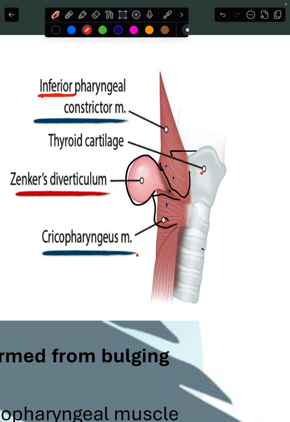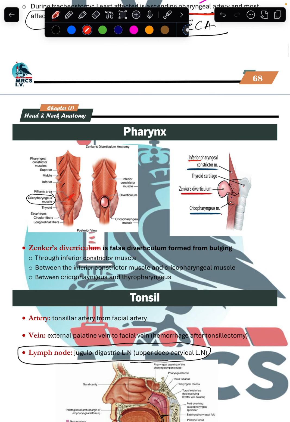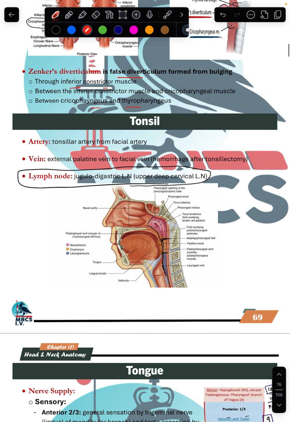Again, you can see here is the inferior constrictor muscle. There is the thyroid cartilage. There is the cricopharyngeus muscle. In between the two, there is Zenker's diverticulum, a false diverticulum. It comes between the thyropharyngeus and the cricopharyngeus, that is, between the inferior constrictor muscle and cricopharyngeus.